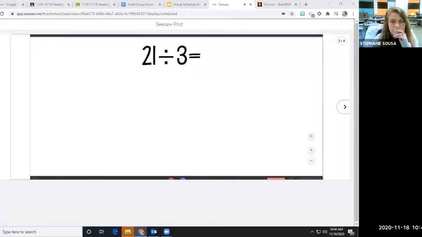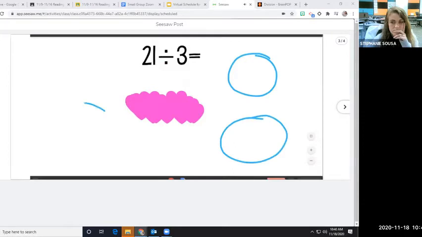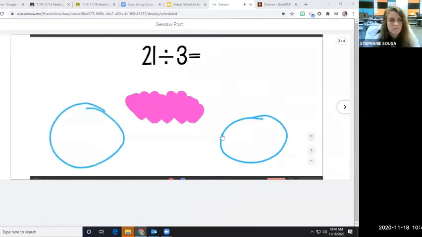So let's start with 21 objects. Let's go to our shapes, and I'm going to use hearts. Okay, here are my 21 objects, and I need to put those into 3 groups. So I'm going to go ahead and draw my 3 groups. 1, 2, 3. I have a feeling I'm going to need larger groups than that. So let's make this one larger.